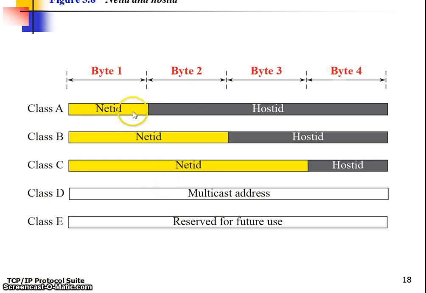So for different classes the network ID and host ID vary. You can see here that for class A, the first block is the network ID and remaining are host IDs. Okay. For class B, the first two blocks are for network ID and the remaining two for host ID. Class C, first three blocks are for network ID and the remaining one will be for host ID. For class D and class E, it is not applicable because class D is used for multicast purpose, and similarly class E is reserved for future use.